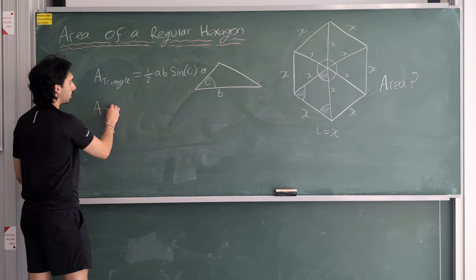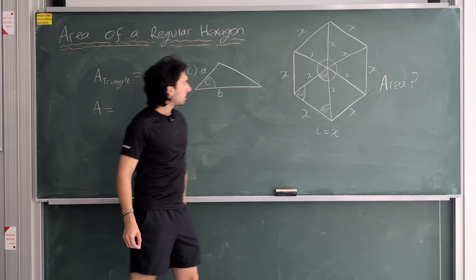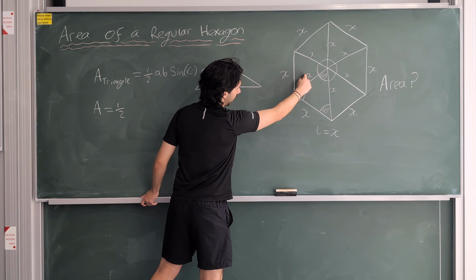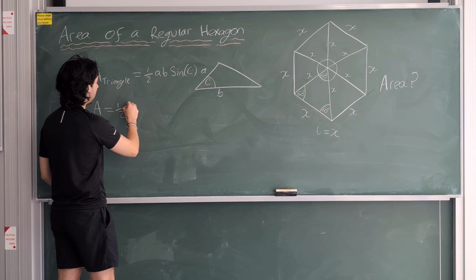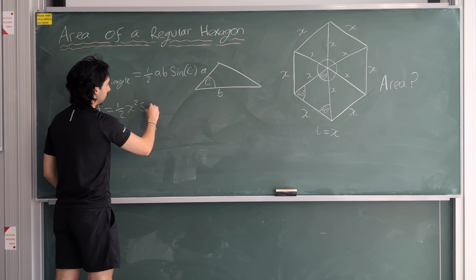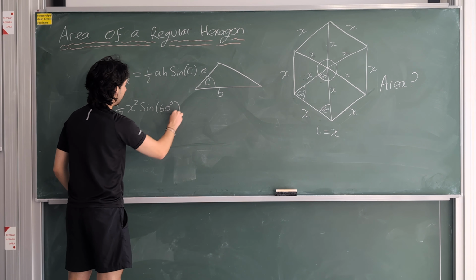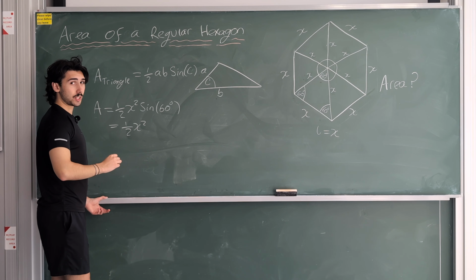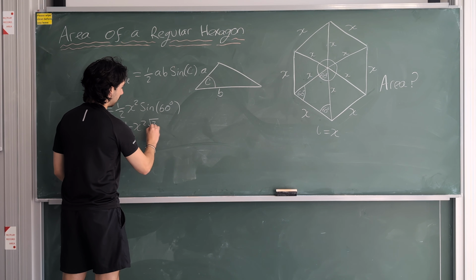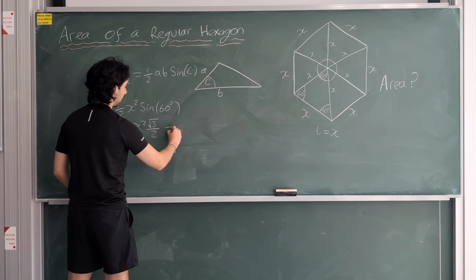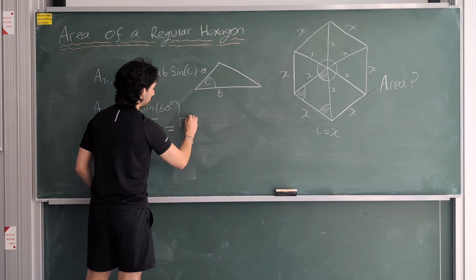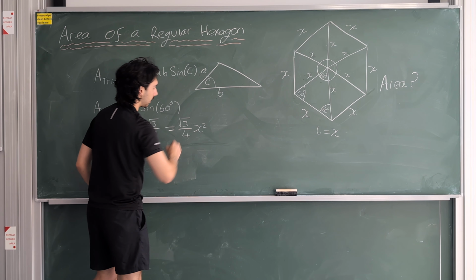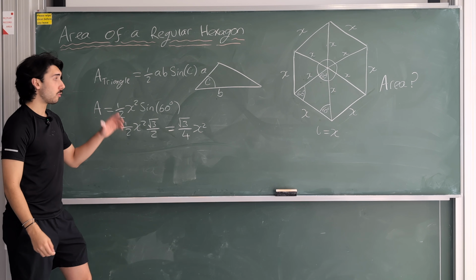So the area of one triangle here, this one here, is just going to be 1/2, let's say x times x sine 60. So 1/2 x squared sine 60. And if you know your trig ratios, then you know that sine of 60 degrees is √3 over 2. And this simplifies to give us √3 over 4 times x squared. That's the area of one triangle.